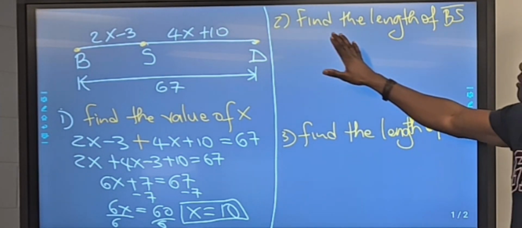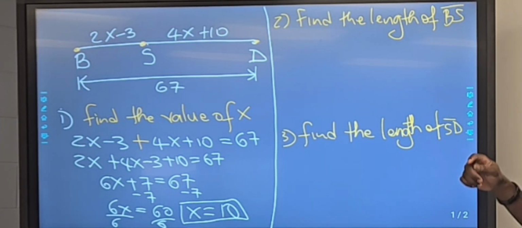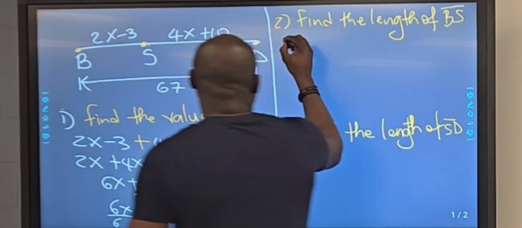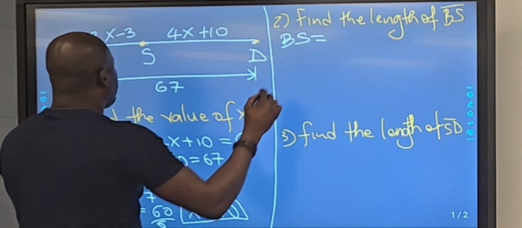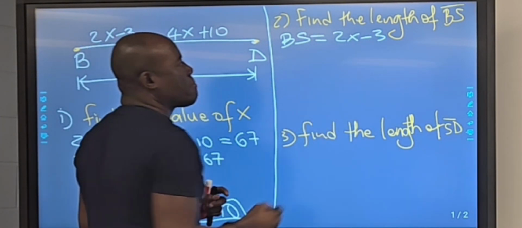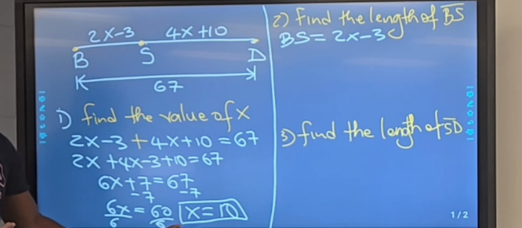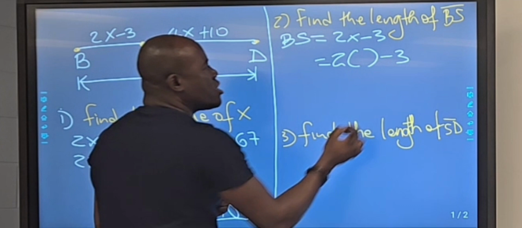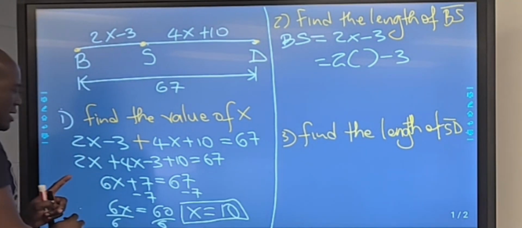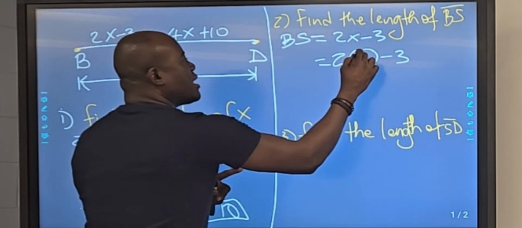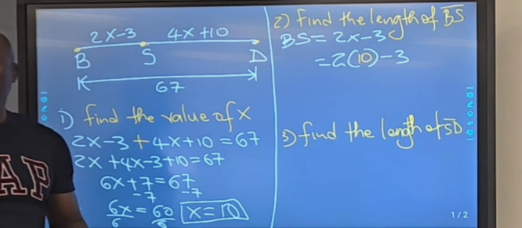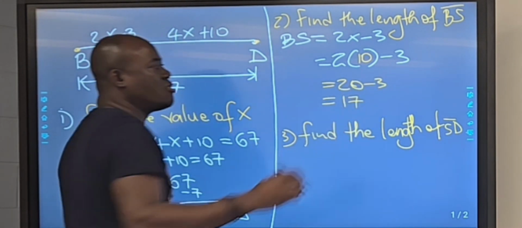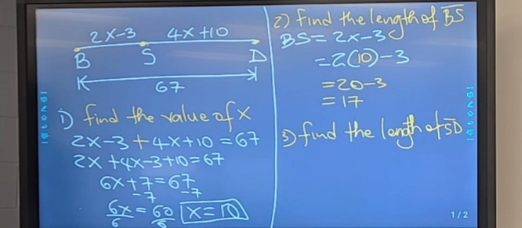For example, find the length BS. What is the expression for BS right now? BS is represented by 2x minus 3. But I do know what x is. Therefore, I'm going to write this as 2 times x minus 3. But x, as we found it here, was 10. So basically, 2 times 10, 20, minus 3, and we get 17 right there. That's what we got. Make sense?